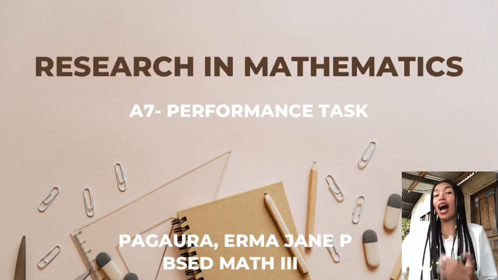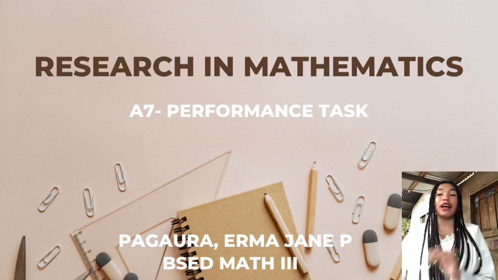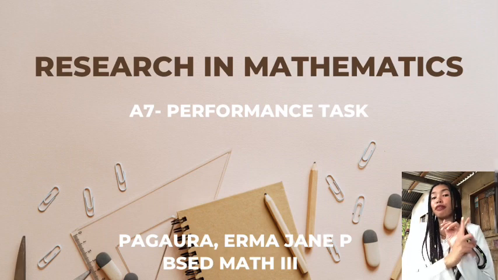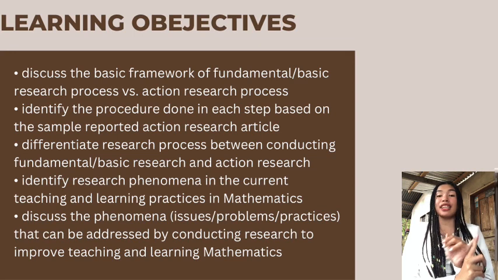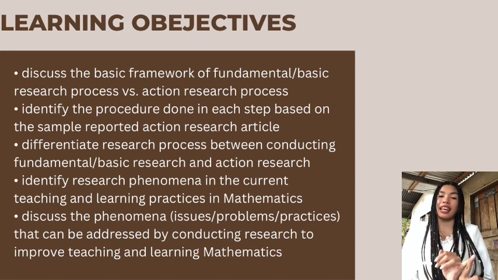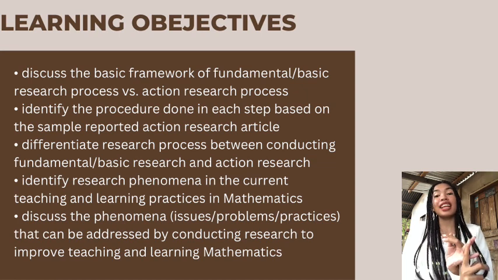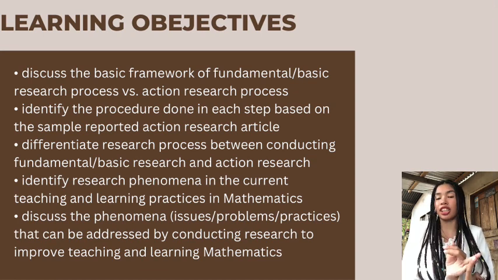In this video, I will be explaining the 5 following learning objectives. So first, discuss the basic framework of fundamental or basic research process versus action research process. Second, identify the procedure done in each step based on the sample reported action research article.